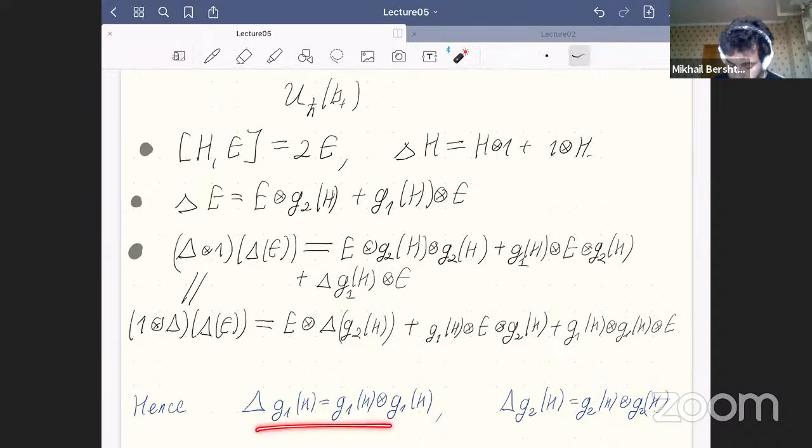This is from terms where E is on the last side. This is from terms where E is on the first side. Terms where E is in the middle happily cancel. Okay, I copy the slide.